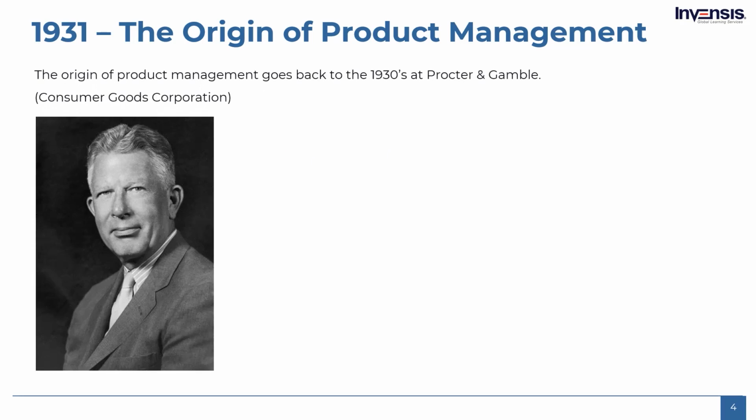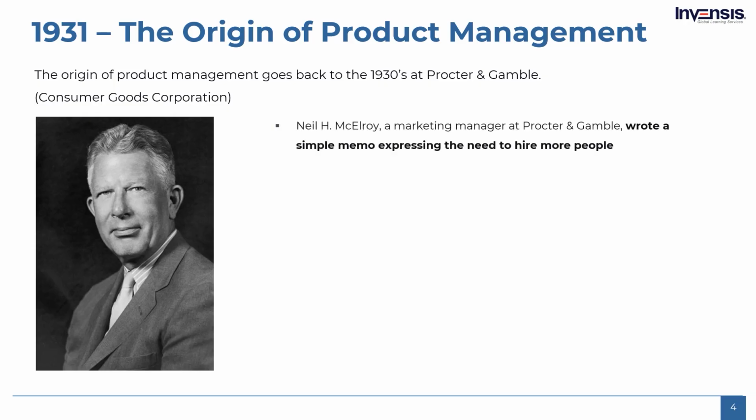The origin. It may seem like product management is a natural result of the digital era. But in reality, the role has a rich and varied history that charts its course all the way back from the 1930s. Way back in 1931. Yep. Almost a century ago, Neil H. McElroy, a marketing manager at well-known U.S. brand Procter & Gamble, wrote a simple memo expressing the need to hire more people.